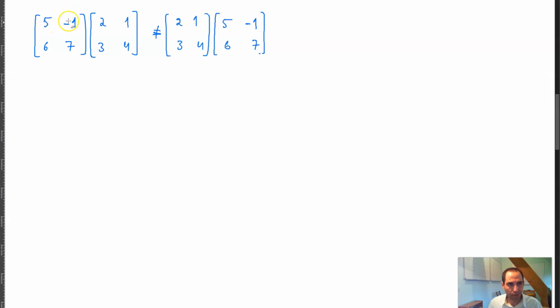So this is 5, negative 1, 6, 7 and 2, 1, 3, 4, meaning that you want to show that A times B is not the same thing as B times A, right? So if I calculate, meaning that matrix multiplication is not commutative.